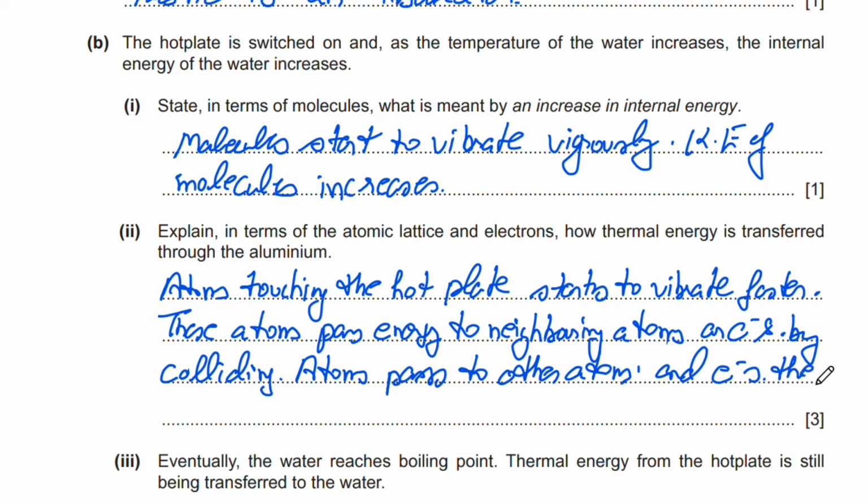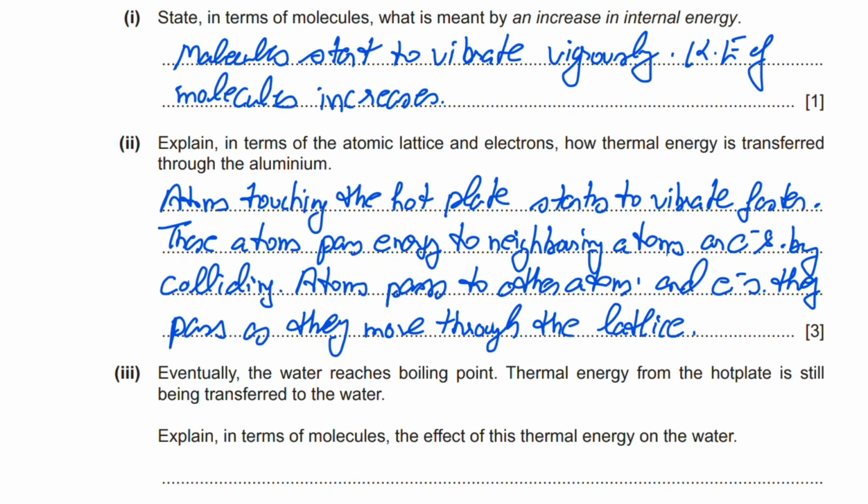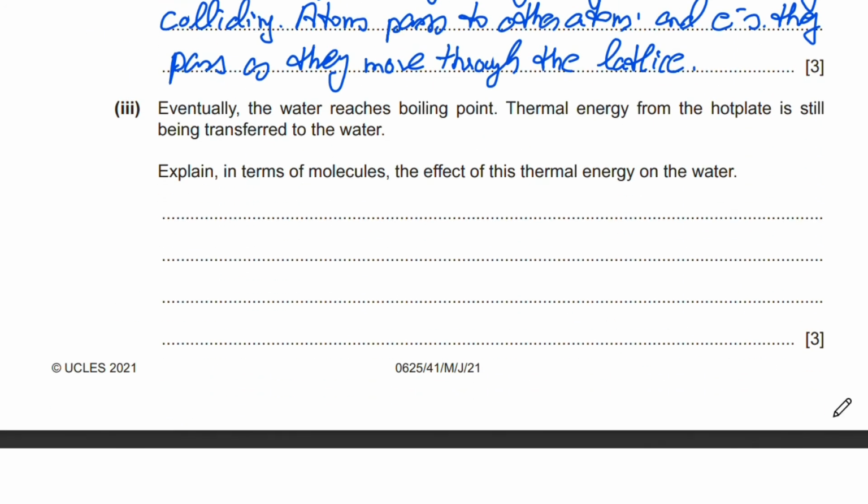So atoms pass energy to other atoms and electrons, and electrons pass energy to other atoms or electrons as the electrons move through the lattice, or you can say the free electrons.